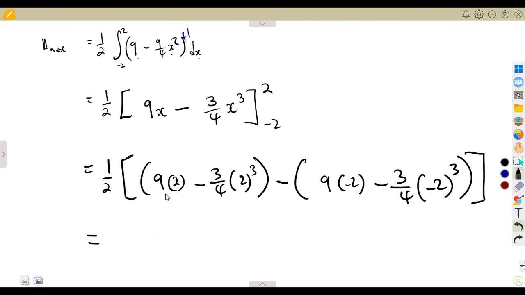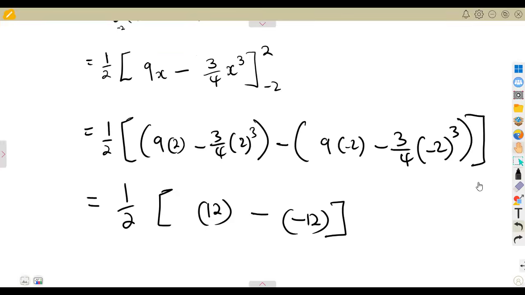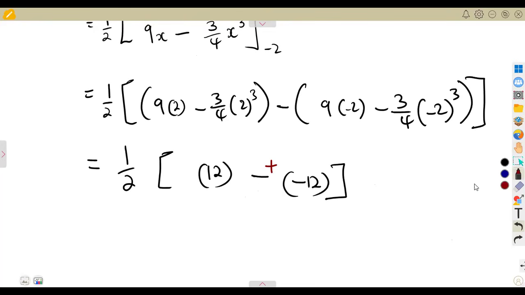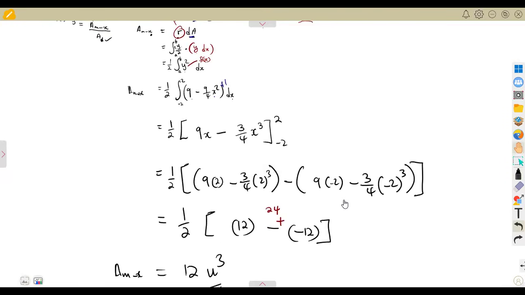So you're going to obtain your area moment. This is going to be half of, you simplify the first part there, you obtain 12. So this gives us 12 minus, if we simplify the whole of this part here, we obtain -12. Meaning at the end, -12 and minus is going to be a plus, and that gives us 24. Half of 24 is 12. So this is the area moment, and our area moment is measured in cubic units. That's the area moment for x. That's how you calculate the area moment.